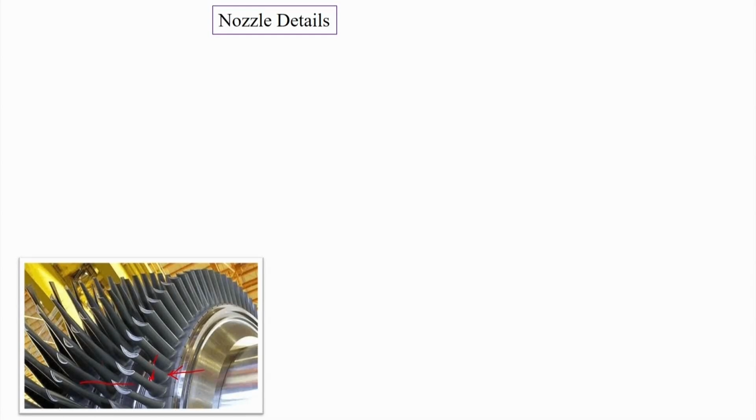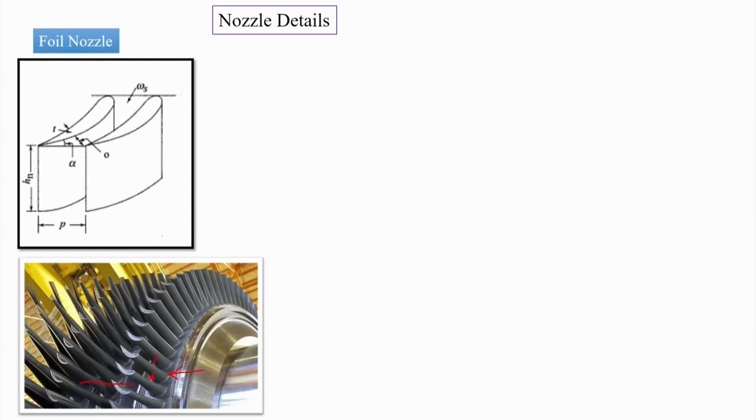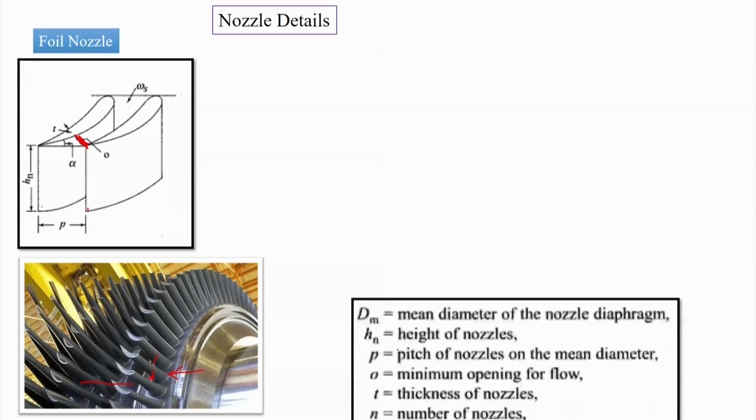So there will be a stator and rotor combination, and that combination would act as the complete stage of a steam turbine. So this is the passage between two aerofoils, where P is the distance between the trailing edges of the aerofoils, alpha is the flow deflection angle at the exit, T is the local thickness of the aerofoil, O is the distance perpendicular to the flow at the exit, and Hn is the height of the nozzle at the exit.